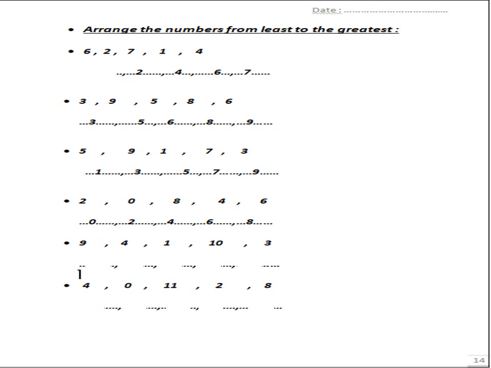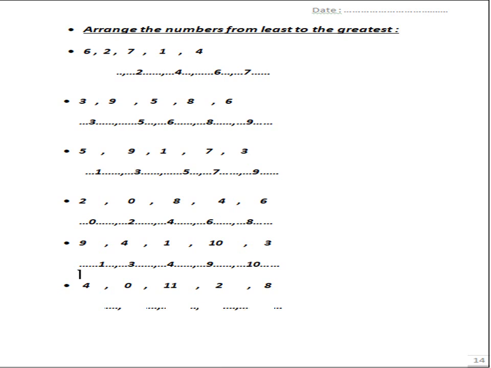Okay, 9, 4, 1, 10 and 3. The smallest number here will be 1, after 1 it will be 3, and after 3 it will be 4, and after 4 it will be 9, and after 9 it will be 10.